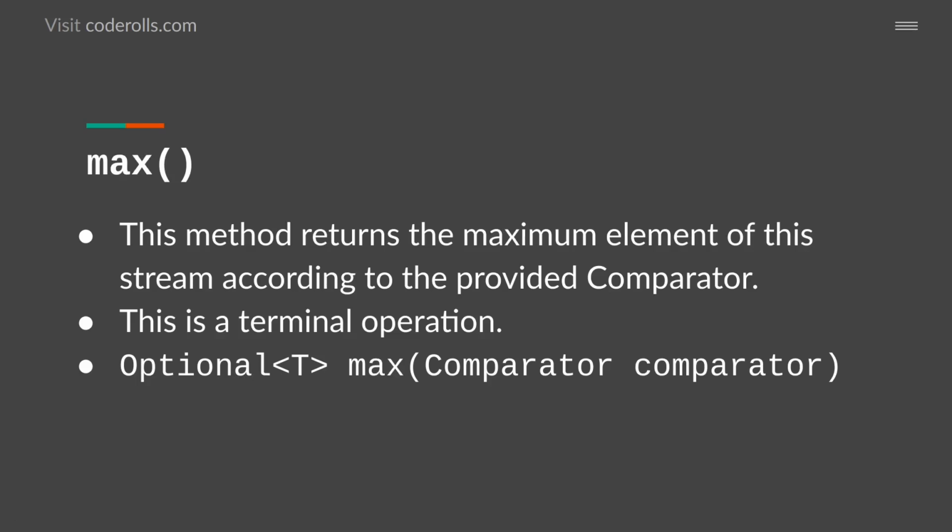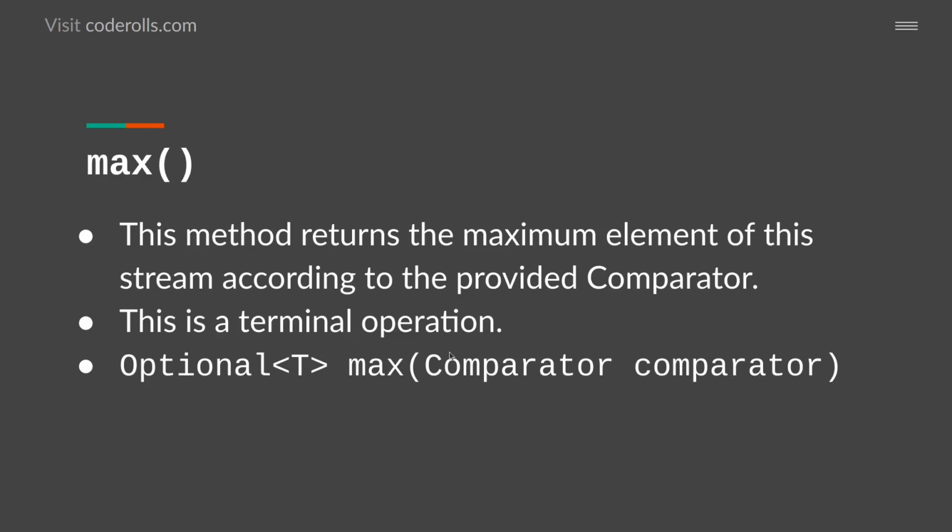The next method is the max method, and as the name suggests, the max method returns the maximum element of this stream according to the provided comparator. This is also a terminal operation and you can see the method signature for max below. It returns Optional of type T and, similar to min, it also accepts a parameter, a comparator object. So this is the min method and max method.